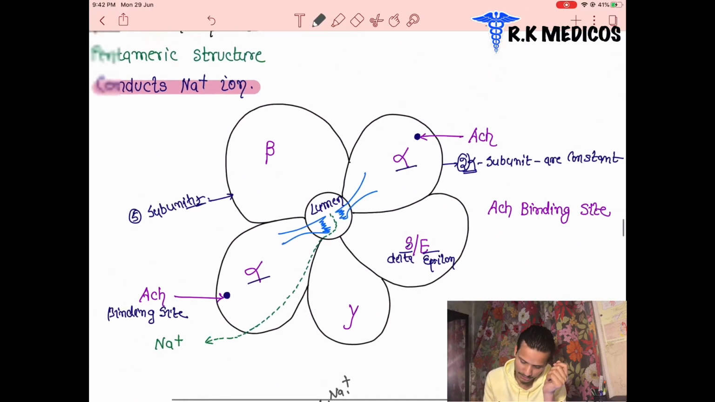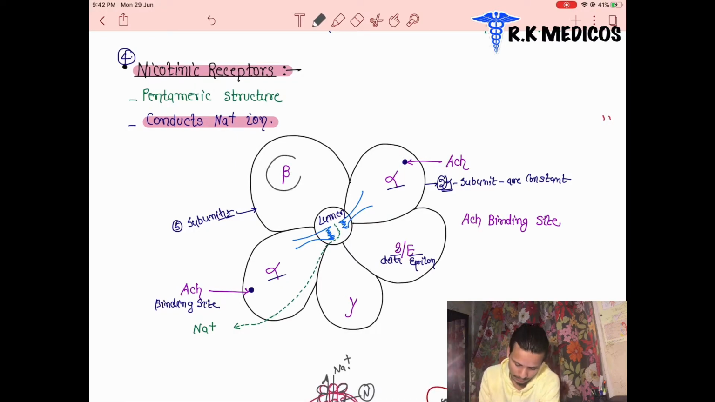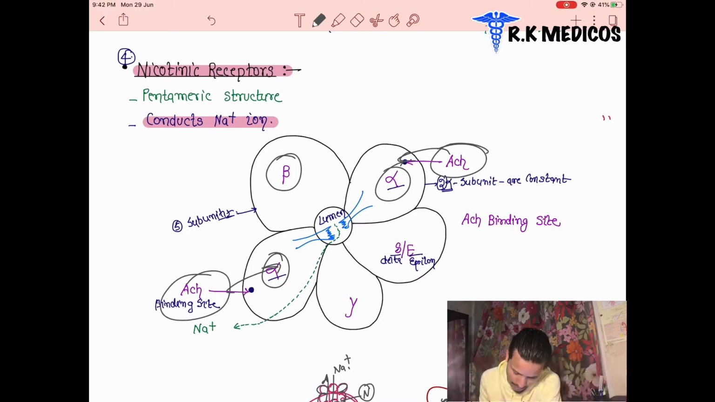We can see this in this picture. This is the beta subunit. This is the alpha subunit. Acetylcholine is binding to these receptors. Acetylcholine is binding to this receptor, and this finger-like projection is closing now. When the acetylcholine is binding, they are moving away. And the other subunits are constant, through which the sodium ions are moving outside and inside.